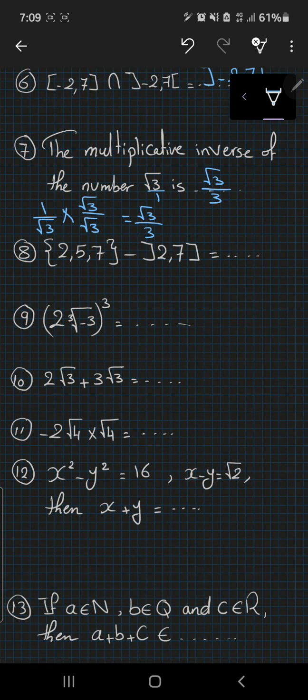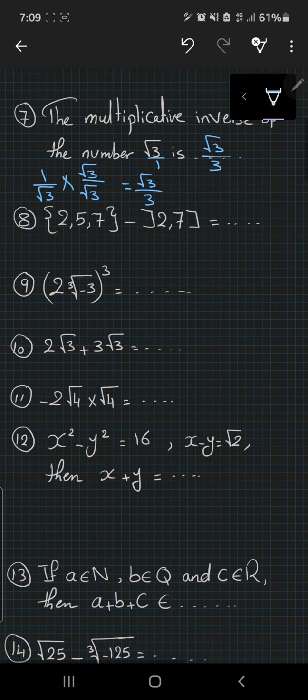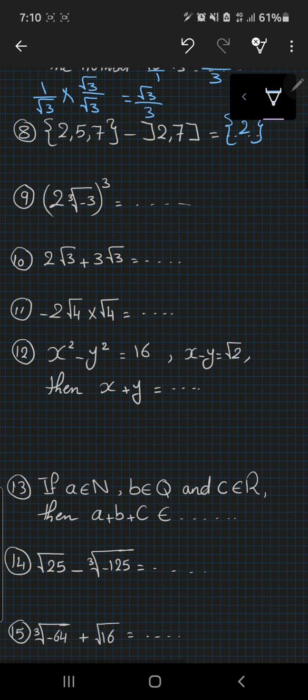Okay. The set {2, 5, 7} minus the interval open 2 and closed 7. What's the meaning of minus? We search for which numbers are in {2, 5, 7} and do not belong to the interval ]2, 7]. Here 2 belongs to the set and 2 doesn't belong to the interval. So the element 2 is the solution.